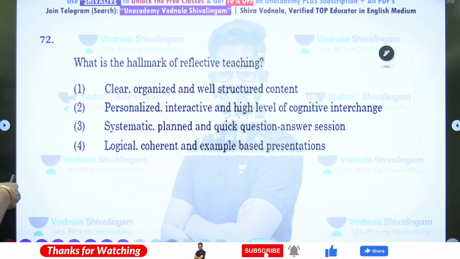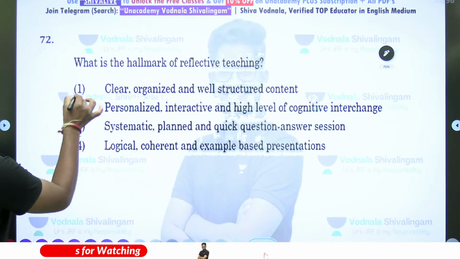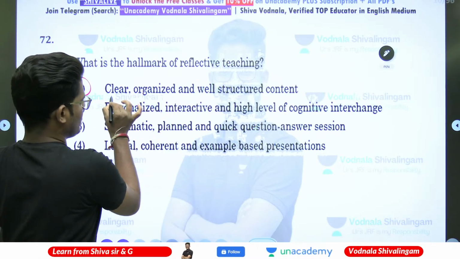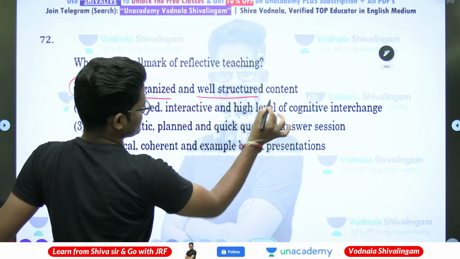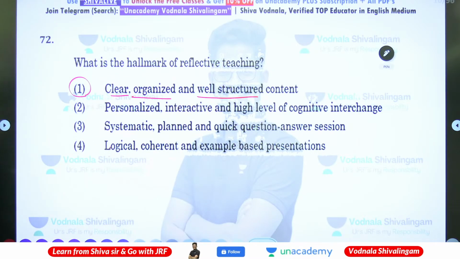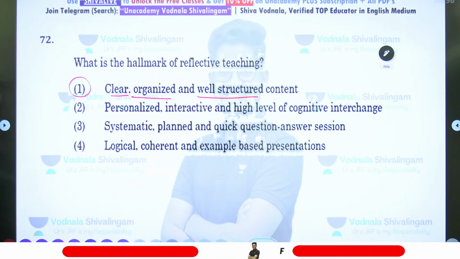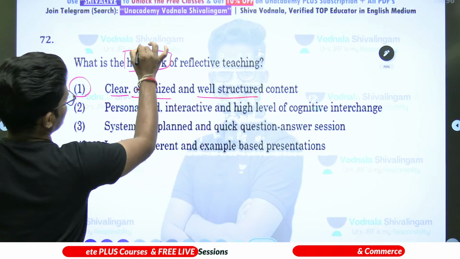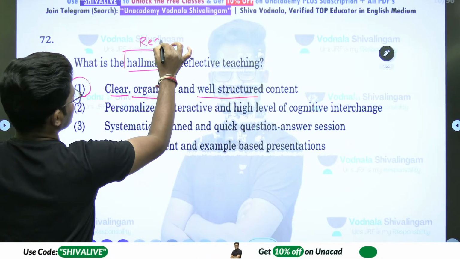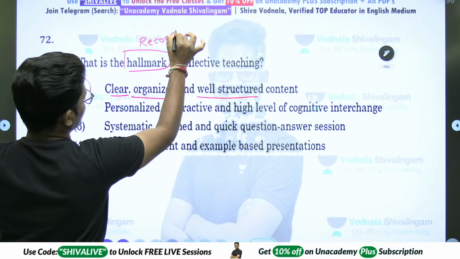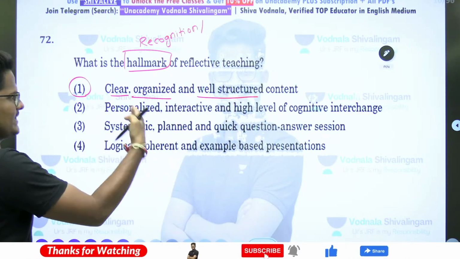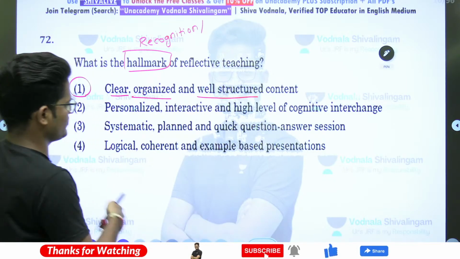So the answer for this question is option number 1. What is the hallmark of reflective teaching? Clear, organized and well-structured content. Hallmark means it's a recognition or a symbol type. It's a symbol of reflective teaching, that is, clear, organized and well-structured content is going to be there.